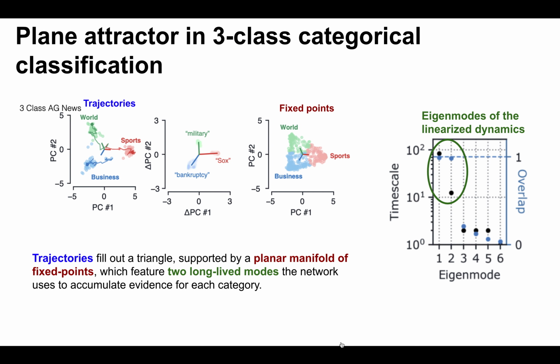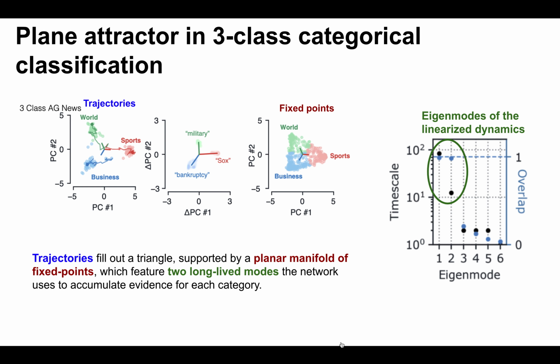So for example, in the case of three-class categorical classification, for example, classifying a document into world, sports, or business category, in this case, the trajectories are largely two-dimensional. And when we look at them within the top two principal components plane, we find that they fill out a triangle. So essentially, each vertex of the triangle corresponds to one category. So there's a vertex for world, a vertex for sports, a vertex for business. And every time a network sees a word which indicates evidence of a particular class, it moves its position within this triangle towards the corresponding vertex.